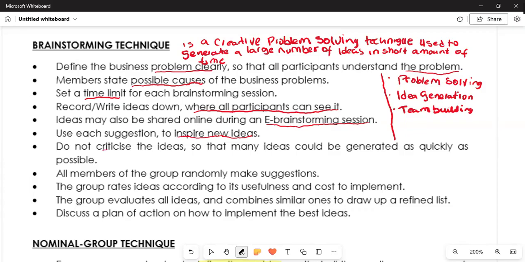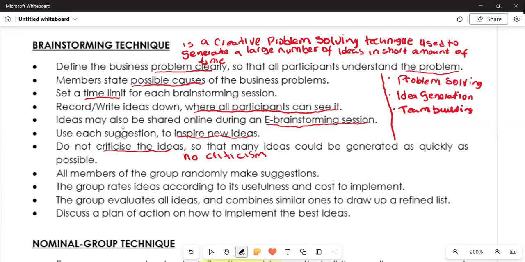Do not criticize ideas. Meaning there should be no criticism, so that many ideas could be generated as quickly as possible. Ideas are not judged or criticized during a brainstorming session. They are not judged. Take note of that.